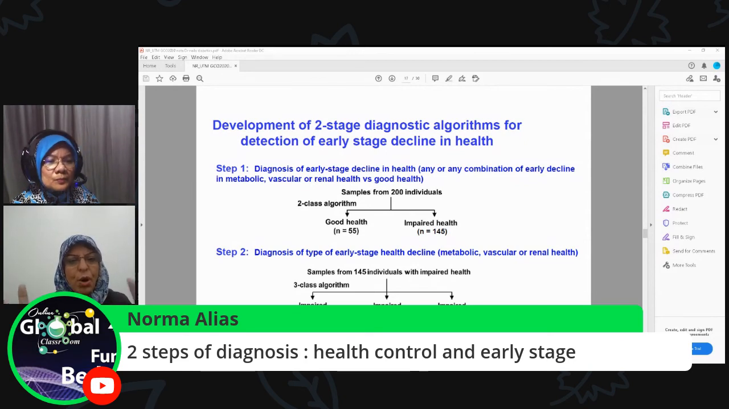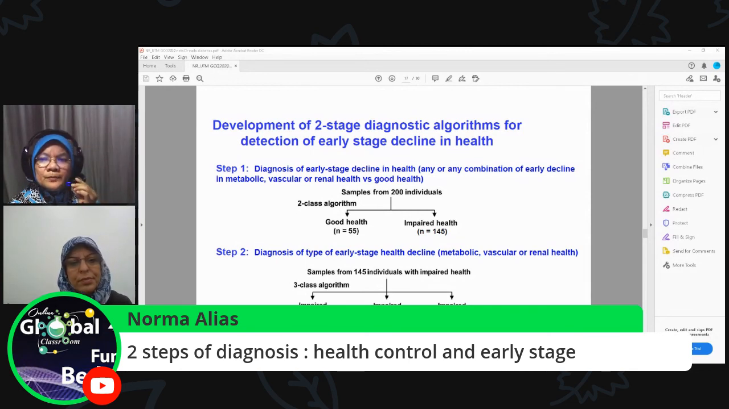So we used all 200 individuals' data and trained and validated the algorithm just for that, which is two class. And then we only used the impaired health people, which is about 145 of them, and we developed a three class algorithm where we wanted to separate each class with the different features. So that's how we developed this first and second step diagnosis.